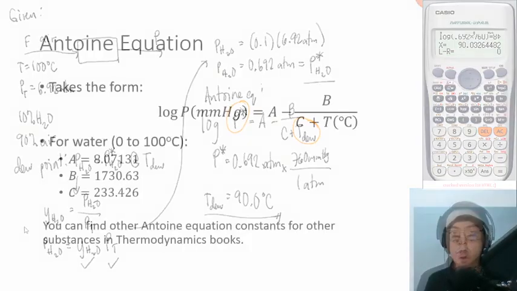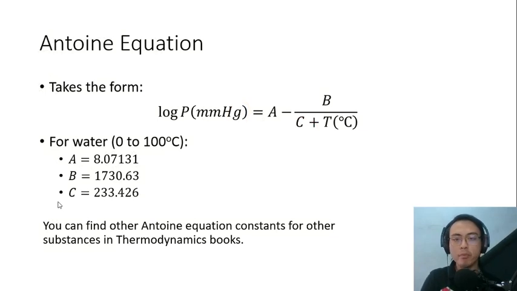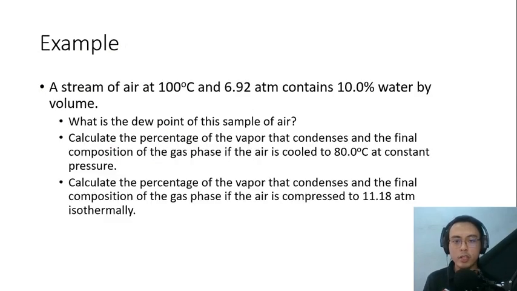The answer to the first question is the dew point temperature of the air is 90 degrees Celsius. Okay? Next question. Calculate the percentage of the vapor that condenses and the final composition of the gas phase if the air is cooled to 80 degrees Celsius at constant pressure.